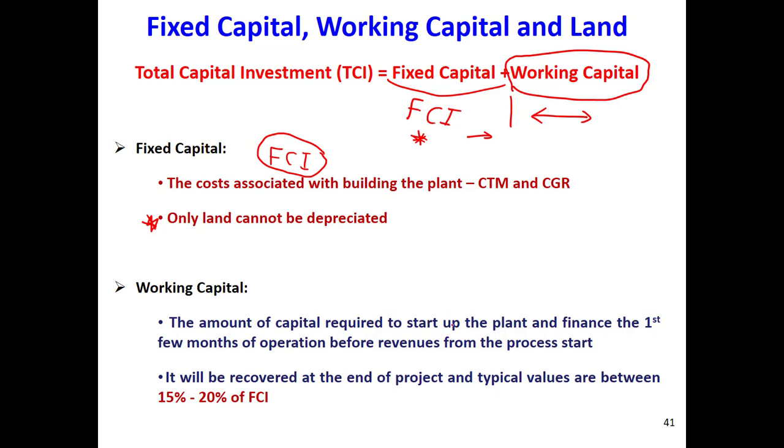Working capital is the money that we need to put in to start up the plant. We need to buy raw material and some additional material, and we usually put in this money for the first few months of the plant. After that, once the plant is producing some product, sales will start and you make some income, so you don't need to put in more money. The working capital will also be recovered at the end of the project. If you put in some raw material, you will make enough money to recover that expense. If you buy some equipment for the office, you will make enough profit to recover that. Working capital is usually about 15 to 20% of the fixed capital investment.